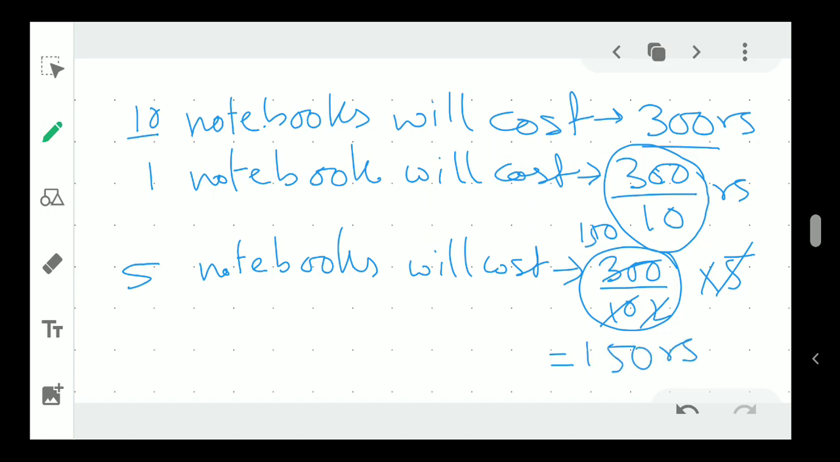Now, first you must remember that the thing that you have to find should be in the right hand side. And the first step is to find for 1. So you have to find for 1. To find for 1 you have to divide. But to find for more, like for 5 or 10, then you have to multiply. When you are coming from 1, then you have to multiply. But when you are coming to 1, then you have to divide. So this is the method of unitary.